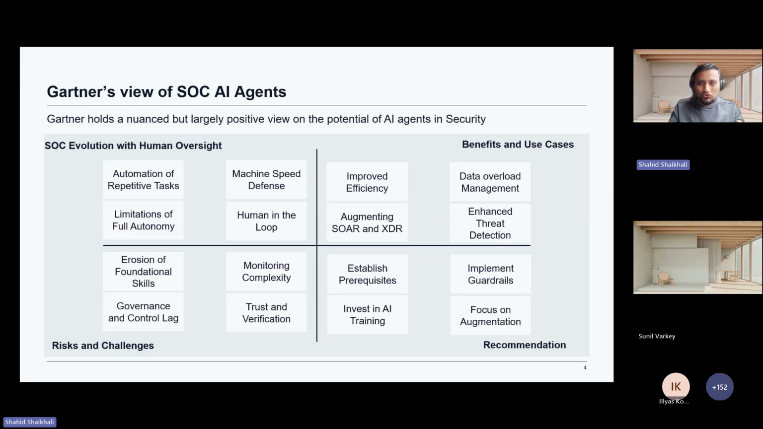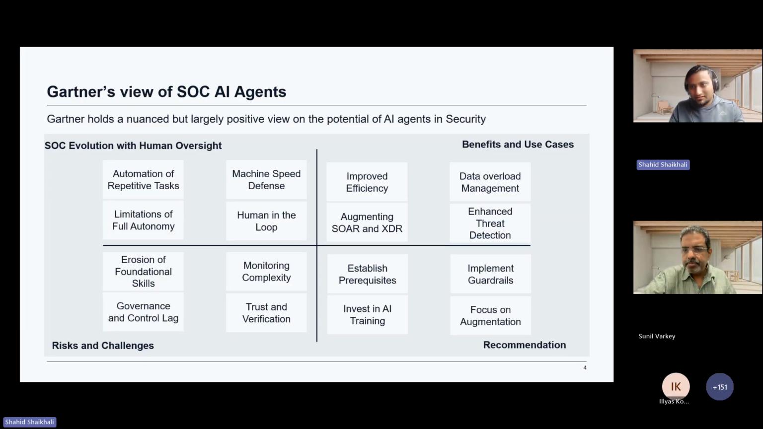While AI agents show promise, especially in automation, speed, and efficiency, they aren't flawless. Gartner recommends SOC evolution with human oversight. AI agents automate repetitive tasks. They provide machine speed defense, but they have limitations in achieving full autonomy. And you always need a human to verify their work.